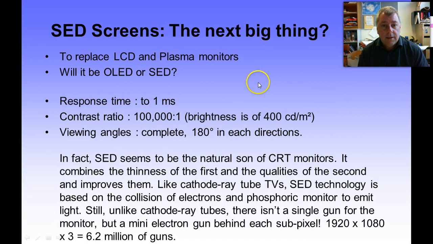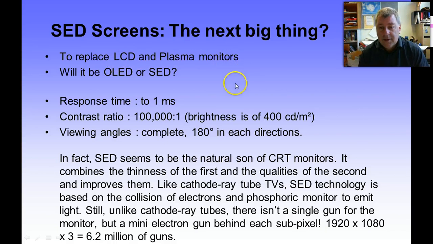Now the next thing we're going to talk about is what's called SED screens. Are they going to be the next big thing? Most of this stuff I found out about a couple of years ago, and basically they're going to be television screens that may replace LCD and plasma monitors. Well, at the moment we can all go out and buy LCD or plasma TVs. Pretty much hard to buy an old cathode ray tube. I think there's one factory somewhere in the world still making them, because they have some specialty needs. But are LCD and plasma TVs the future?